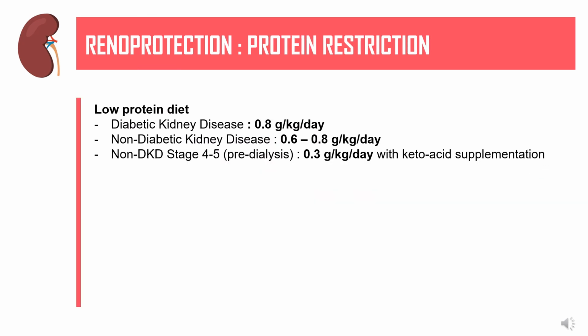We should encourage and counsel CKD patients to have a low protein diet. Protein restriction is one of the supportive measures to delay the CKD progression. For diabetic kidney disease, the protein intake should be 0.8 g per kilogram per day. For non-diabetic kidney disease, we recommend them to consume 0.6 up to 0.8 g per kilogram per day. And for the pre-dialysis CKD patient, which is in the non-DKD stage 4 and 5, we recommend to restrict her protein diet up to 0.3 g per kilogram per day with keto acid supplementation.